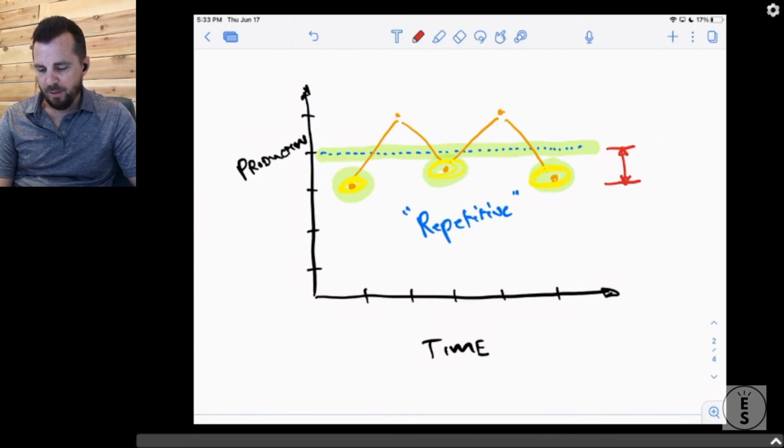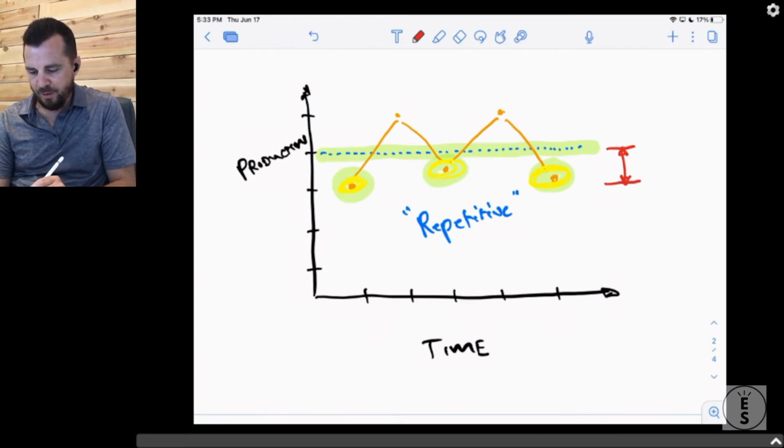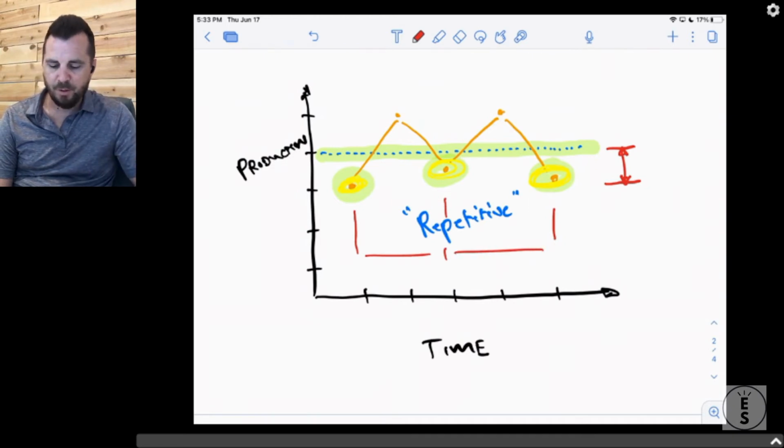We still have issues. They're more frequent. We typically see in a repetitive failure that they do fall in a category where the actual cycles, the time between the failures, is somewhat similar. Not always exactly the same, but that's another way to see that you have a repetitive failure.